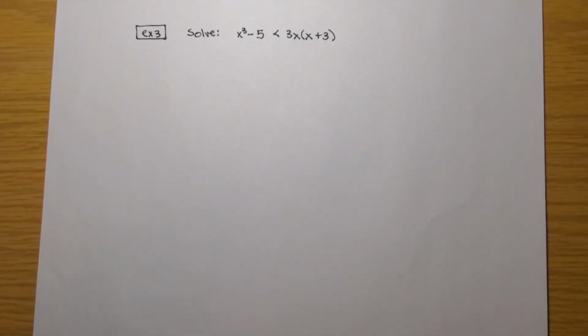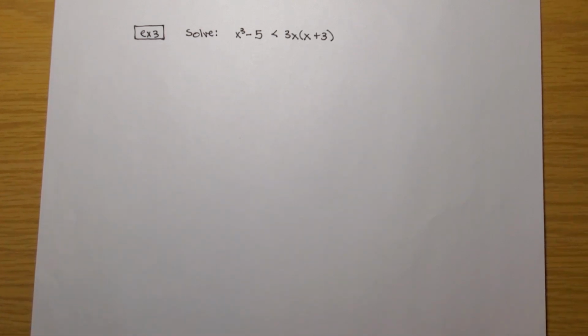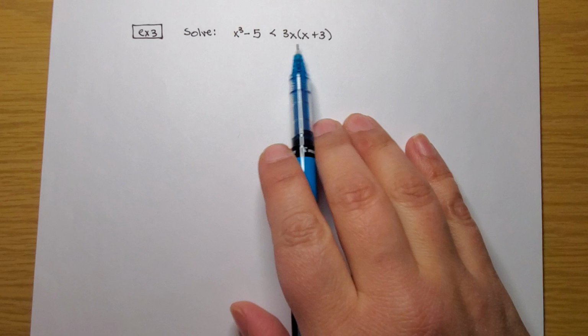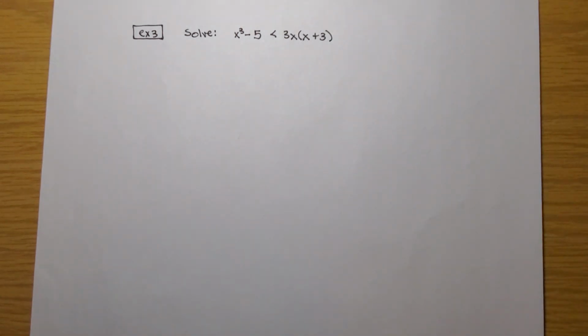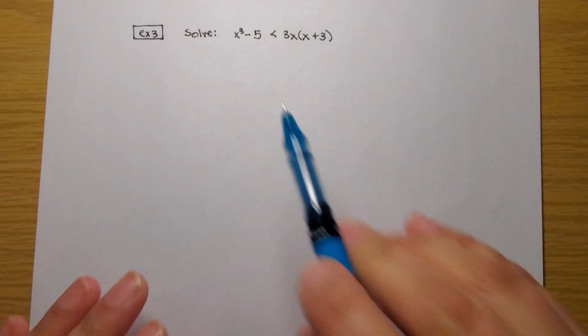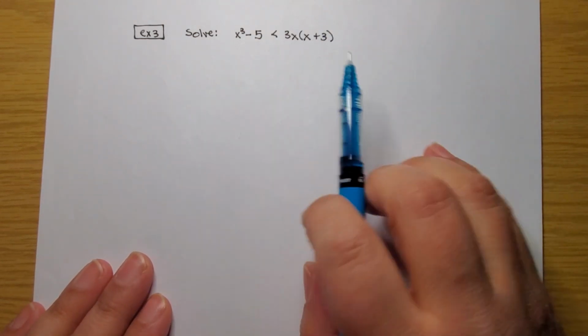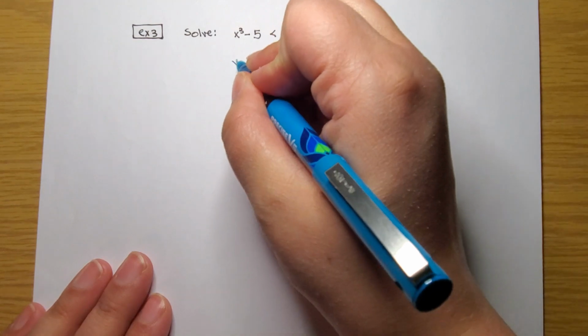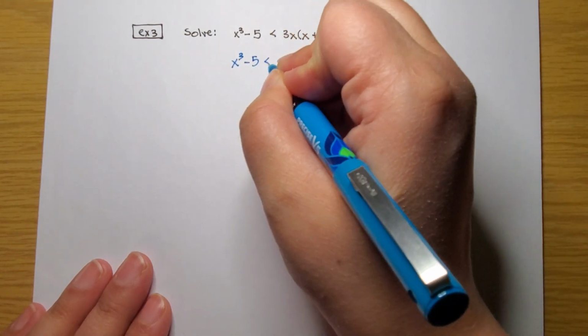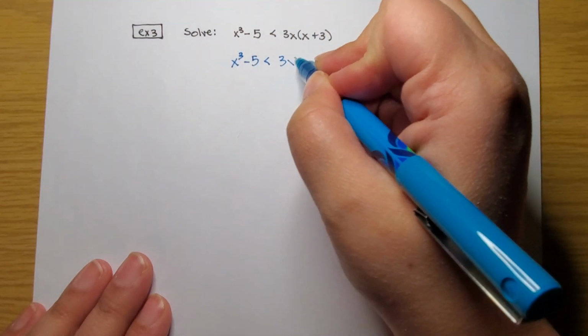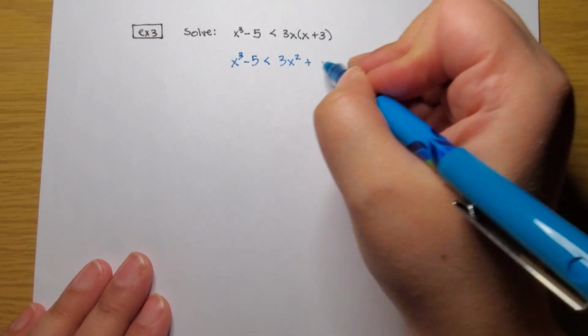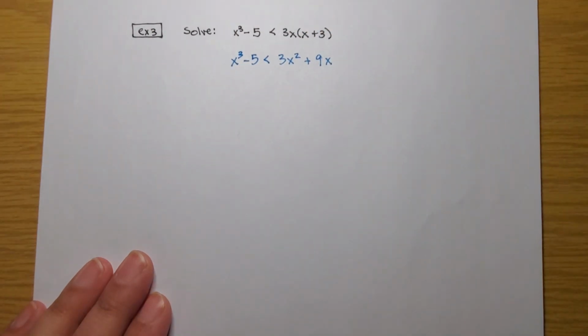So our goal here, whether we have rational expressions or polynomials, because this is not linear, we have this x cubed, we're going to get an x squared from this product. We want to bring everything all together on one side. So I'm going to start by distributing this 3x on the left to see where the higher degree is. So we have x cubed minus 5 is less than 3x squared plus, looks like 9x.